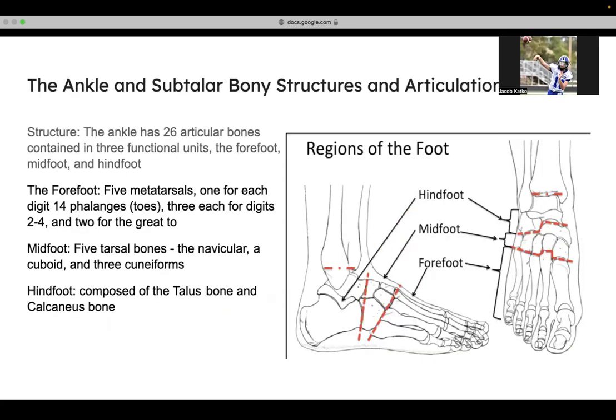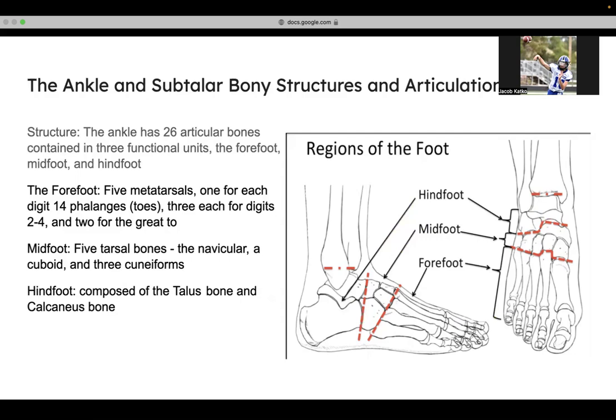Now looking at the ankle and the foot. The structure of the ankle has 26 articular bones contained in three functional units: the forefoot, midfoot, and hindfoot. The forefoot includes the five metatarsals, one for each digit, which would be the toes. There are 14 toe bones, three each for digits two to five, and two for the great toe. The midfoot is composed of five tarsal bones, the navicular, a cuboid, and three cuneiforms.